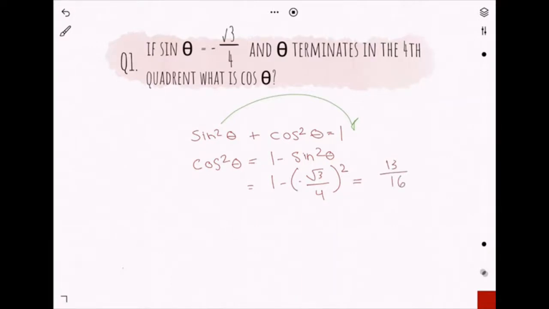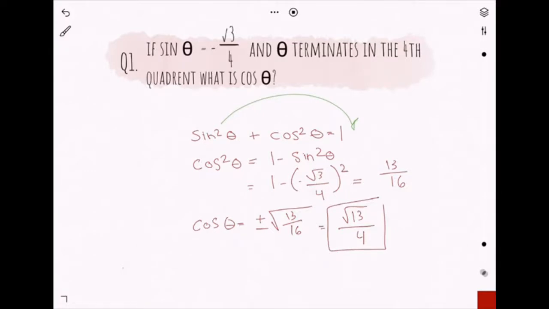This is not your final answer. Now you want cosine only. You don't want cosine squared. How to do that is you square root your answer. So it would be cosine theta equals positive or negative square root of 13 over 16, which will give you square root of 13 over 4. This is your final answer.